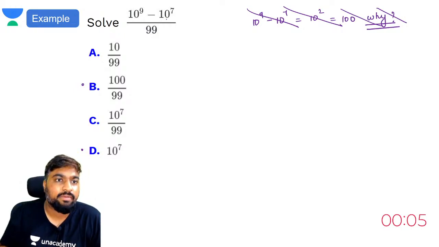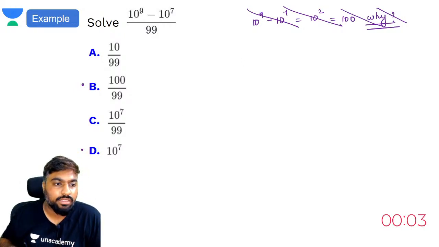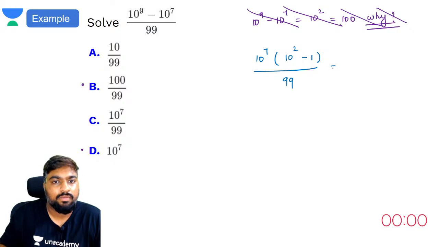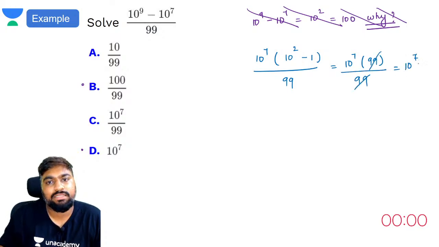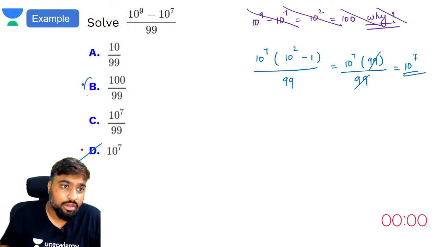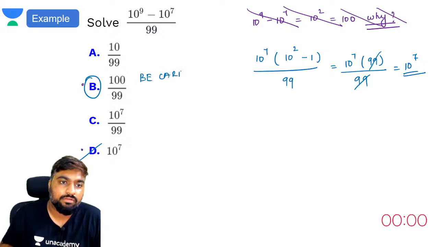Yeah, so 10 to the power 9 minus 10 to the power 7, what you can do here is take 10 to the power 7 out as common. So you will be left with 10 to the power 7 into 10 to the power 2 minus 1 divided by 99, which is what? 10 to the power 7 into 10 square is 100, 100 minus 1 is 99 by 99. This is equal to what? 10 to the power 7. Yes. So everybody who said option B, please be careful.